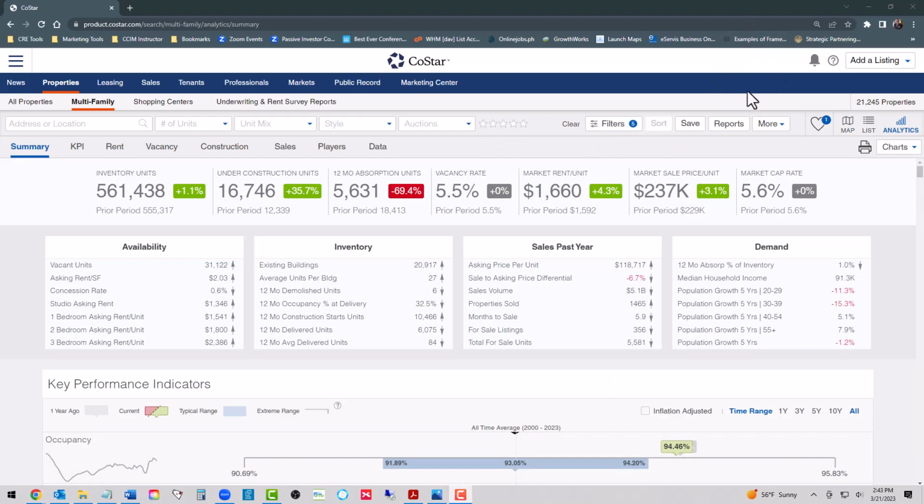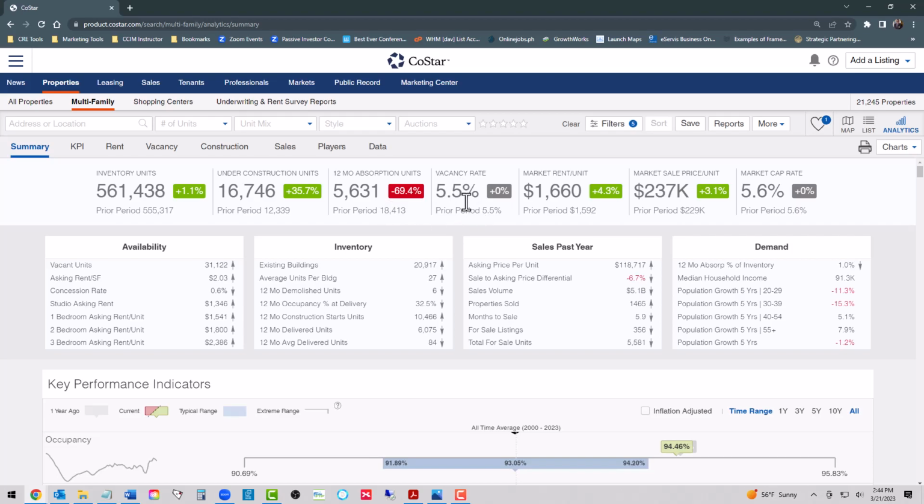Here is the rent analytic data for the Chicago metro statistical area. There are 21,245 properties totaling 561,438 units. There are still 16,746 units under construction, and in the last 12 months, 5,631 more units rented than went vacant. In the prior 12 months, 18,413 more units were rented than went vacant.